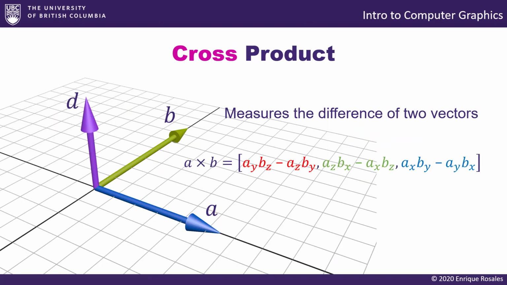The cross product is a little bit different because it measures the difference of two vectors. The cross product, sometimes also called the vector product, will return a new vector that is perpendicular to both vectors. As we said before, each vector has two corresponding positions. One is its tip, which is the actual position in space that this vector is representing, and the other is the origin.